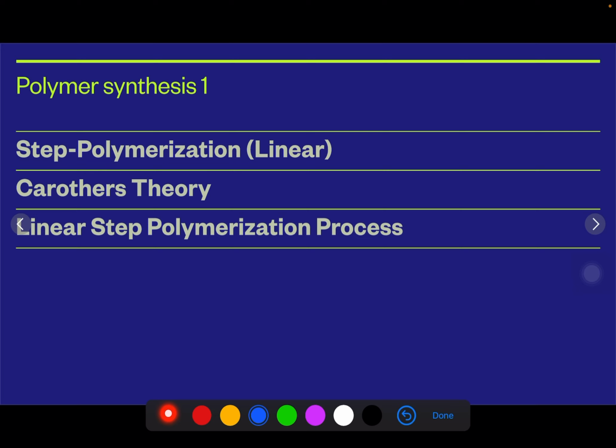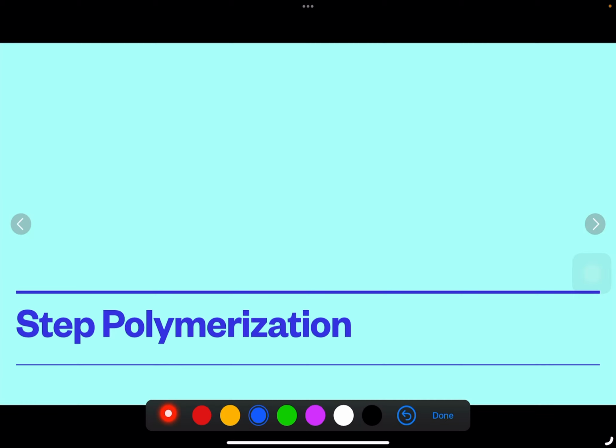This is how to predict the molecular weight. And then finally, this is the summary: what we can do to achieve the step polymerization process in real practice. Okay? Now, if we start from the first one, step polymerization.